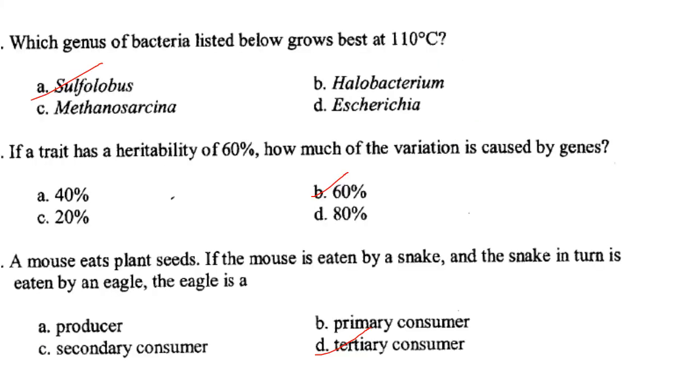Then, which genus of bacteria listed below grows best at 110 degrees Celsius? So it is Sulfolobus that grows best at 110 degrees Celsius. If a trait has a heritability of 60%, how much of the variation is caused by genes? So heritability is a measure of how well differences in people's genes account for differences in their traits, and it ranges from 0 to 1.